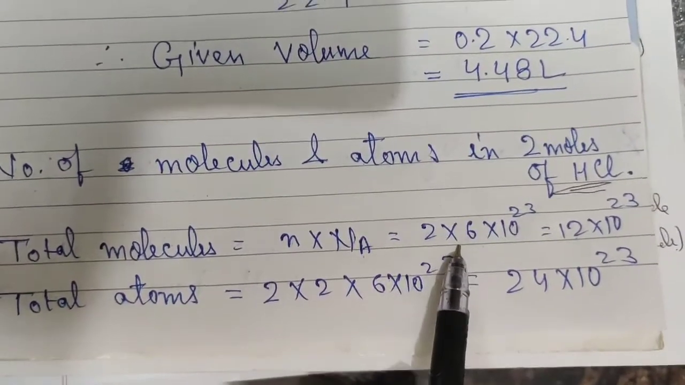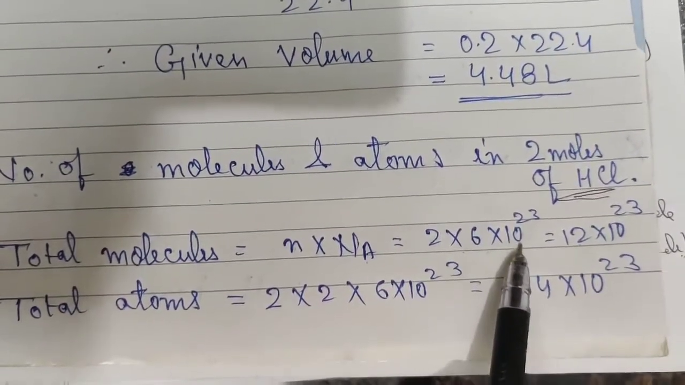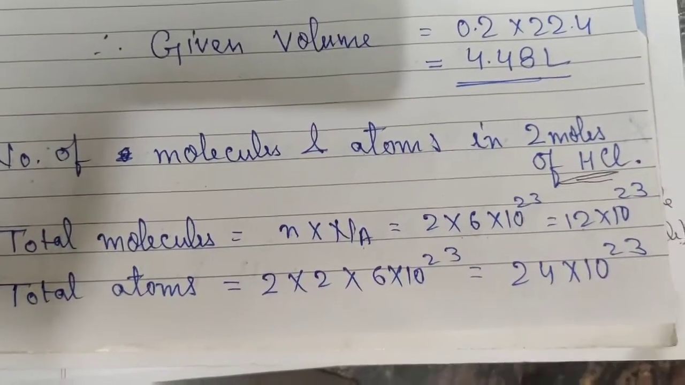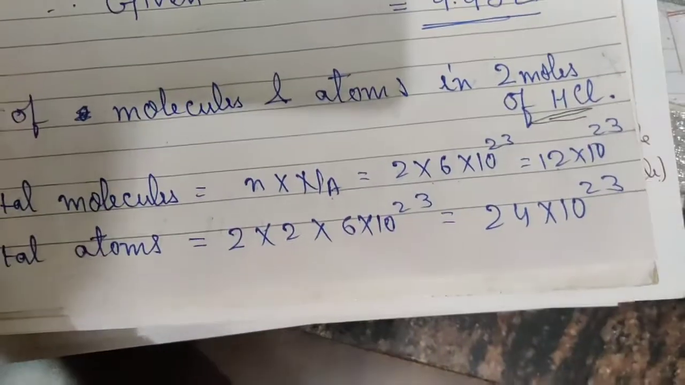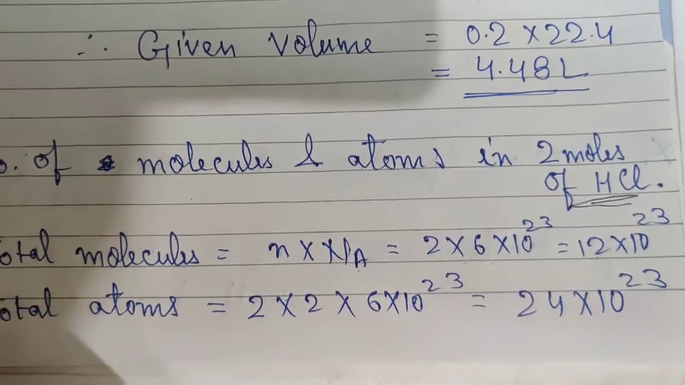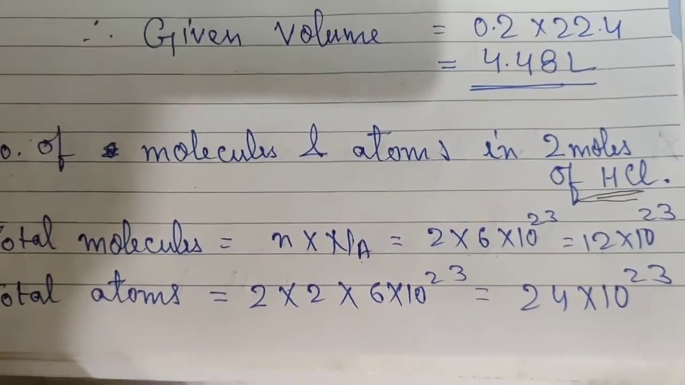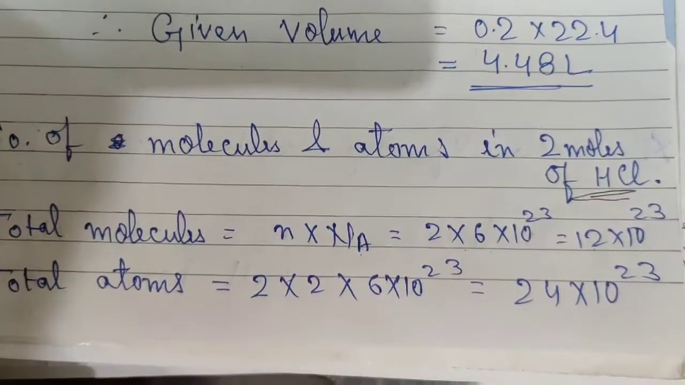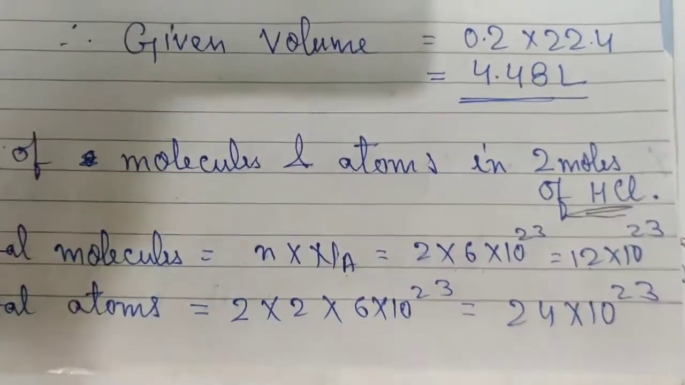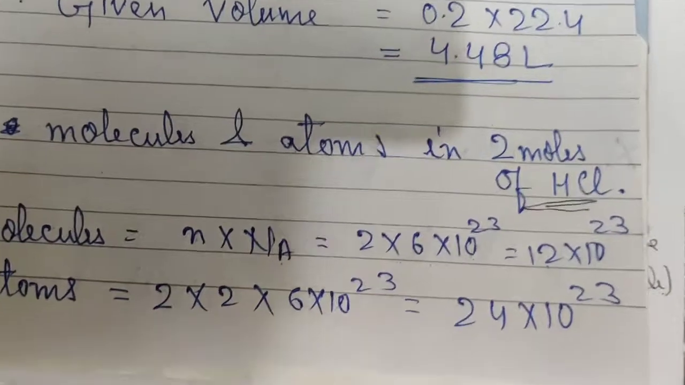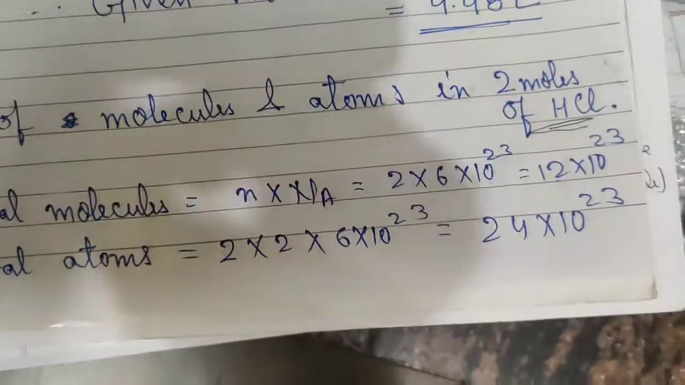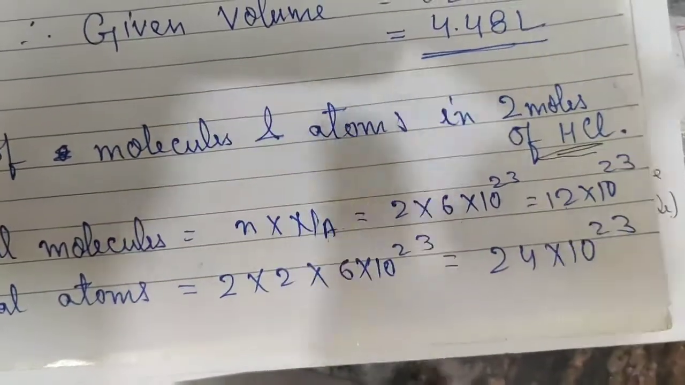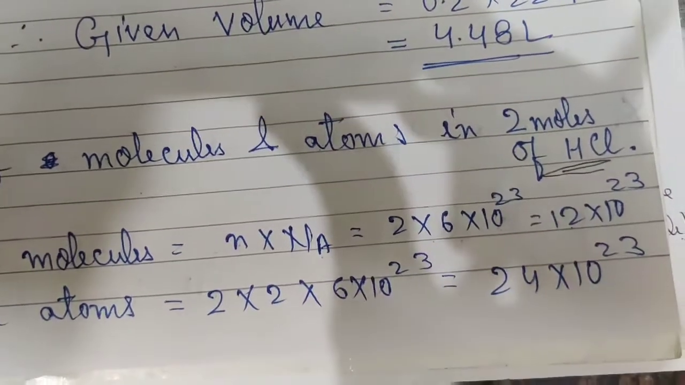In this case I have used 6 into 10 raised to the power 23 instead of 6.023 into 10 raised to the power 23. So children, in your calculation part, you can use 6 instead of 6.023 to make your calculation easy if you're finding it difficult. Otherwise, you can substitute the complete value, that is 6.023. Now, I hope molecule is clear because it is simple.